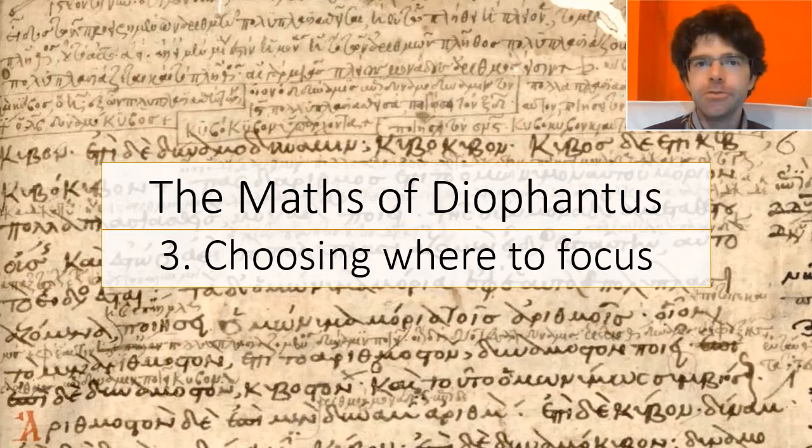If you joined me for video 2, you'll remember that Diophantus, unlike in modern algebra, only focuses on one unknown quantity at a time, which we're going to call S, because one Greek sign for it looks a bit like an S with a little line over it.